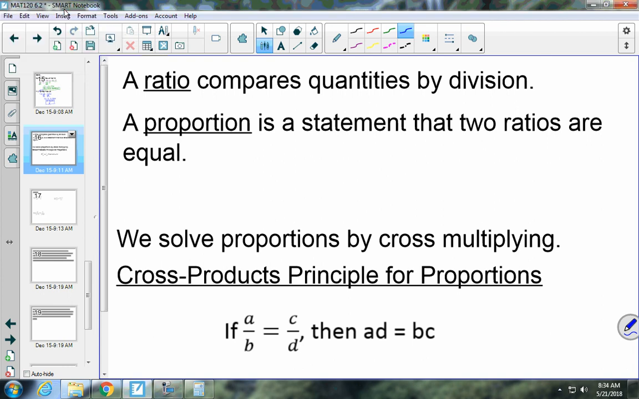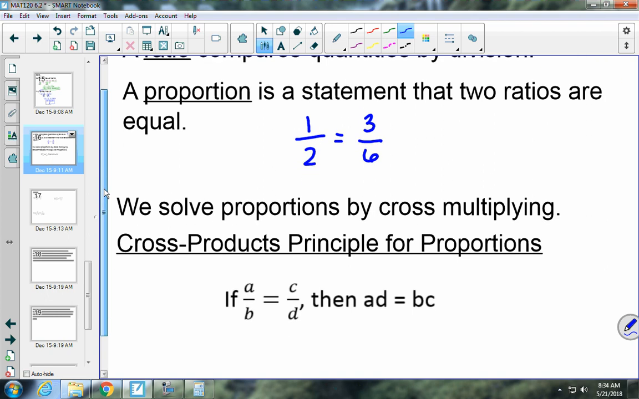We're going to talk about how to solve proportions. And a proportion is just a statement that has two ratios set equal to each other. A ratio compares any quantities by division. So a ratio is really just another way to say a fraction. A proportion could be something like 1/2 equals 3/6. It's a ratio equals another ratio.